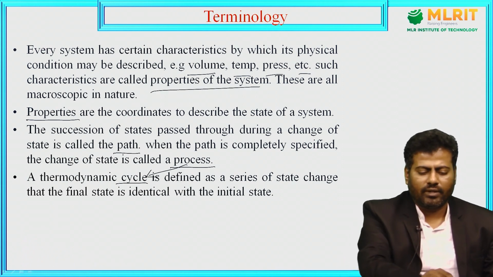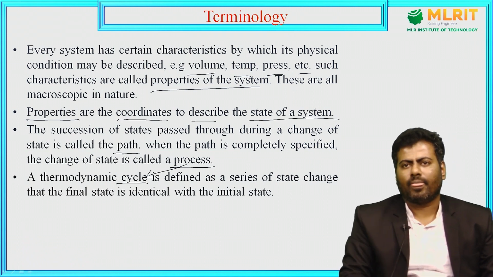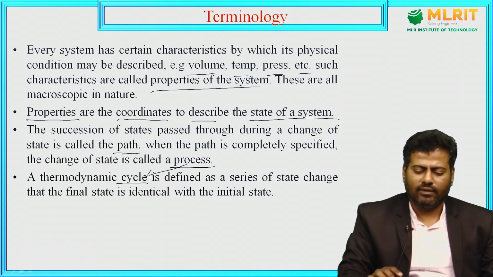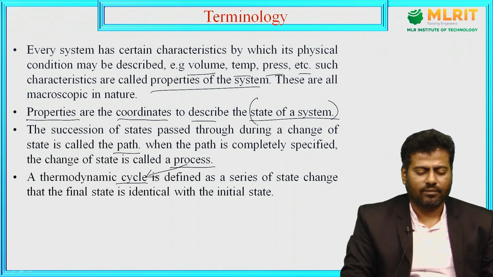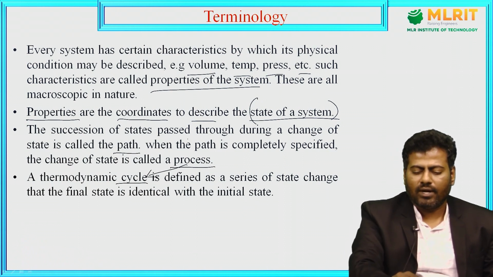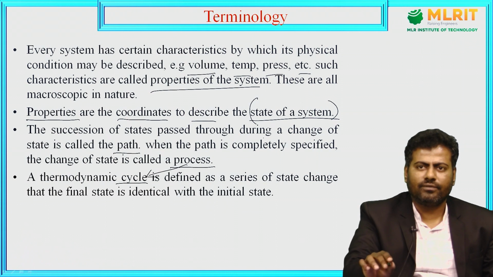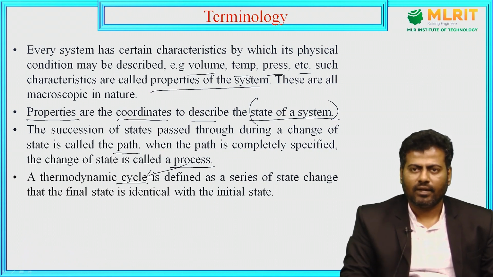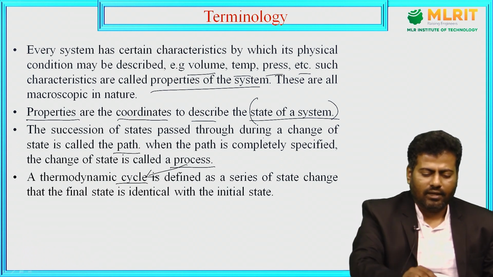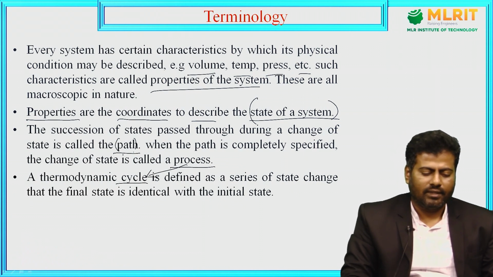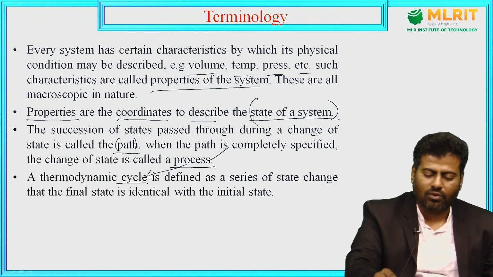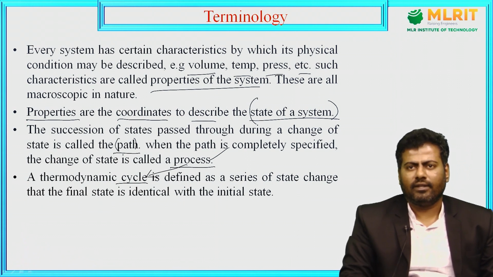Once I know the properties, they are the coordinates to describe the state of a system. Once I know P1, V1 and T1, with that I can describe the state of the system. Once I know the state, the succession of states passed through during a change of state is called the path. With respect to the successive changes, how it changes, I can find the path. When the path is completely specified, the change of state is called a process. If the path is specified, then I can find out the process.